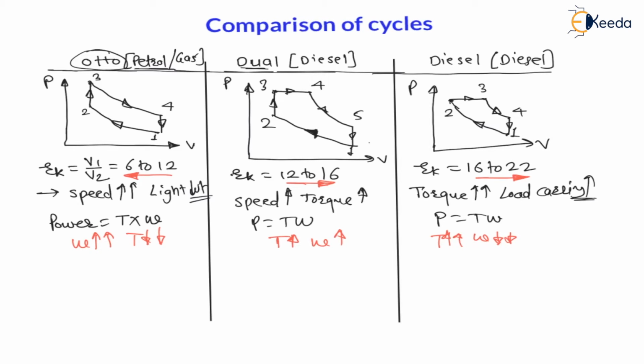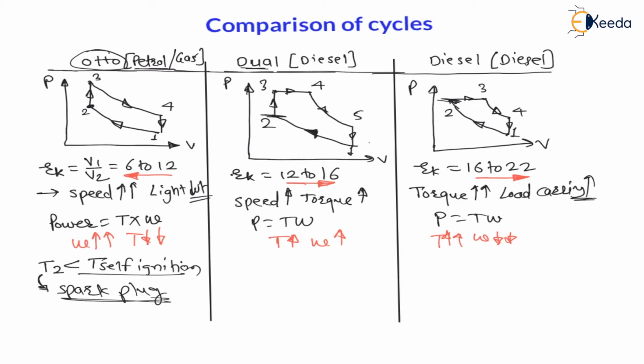Now next, the temperature at the end of compression, T2. In case of Otto cycle, this T2 is less than self ignition temperature. Self ignition temperature is more than compression temperature, the temperature at the end of compression. Hence, as temperature at the end of compression is less than self ignition temperature, to start ignition we need spark plug. So spark plug is used, and as spark is given with the help of spark plug, therefore it is also called spark ignition engine, SI engine. It is also called SI engine cycle or spark ignition engine cycle, right?